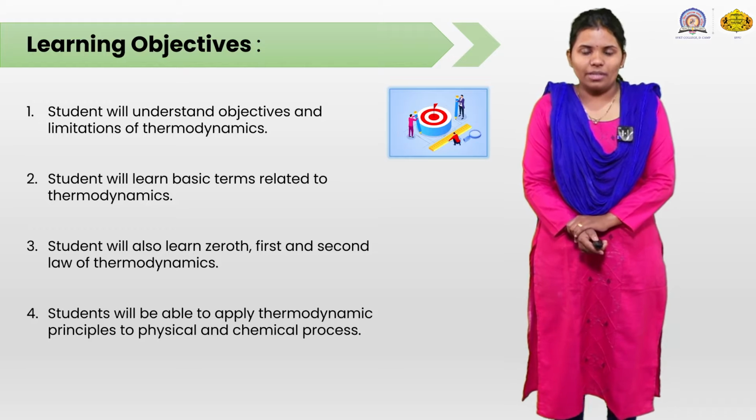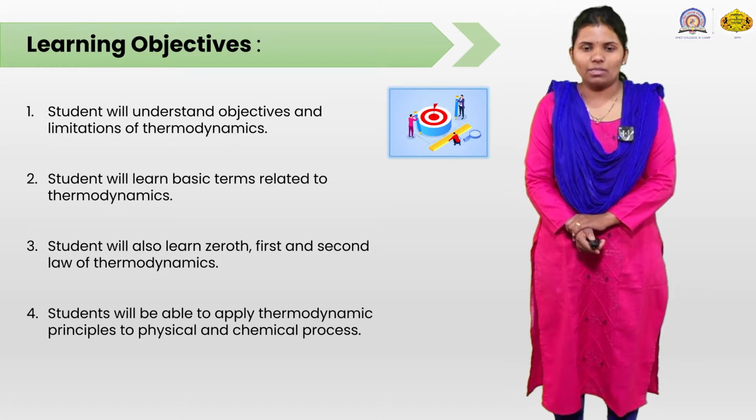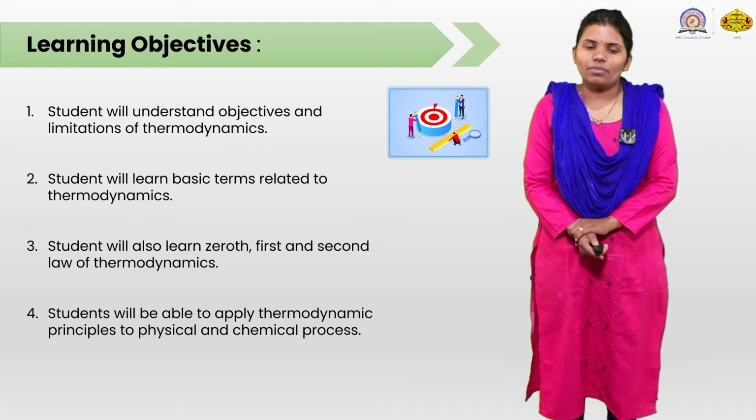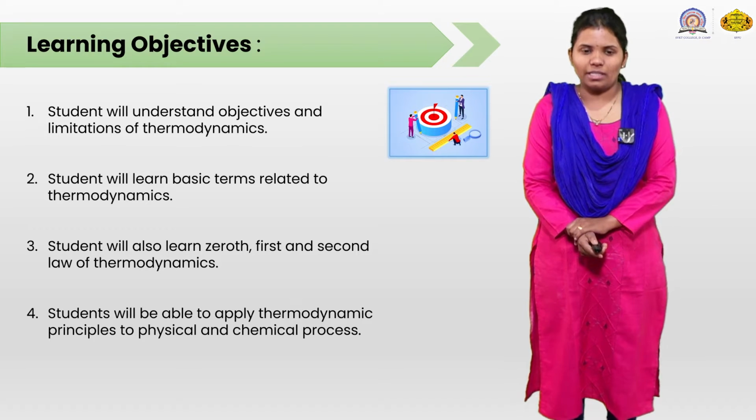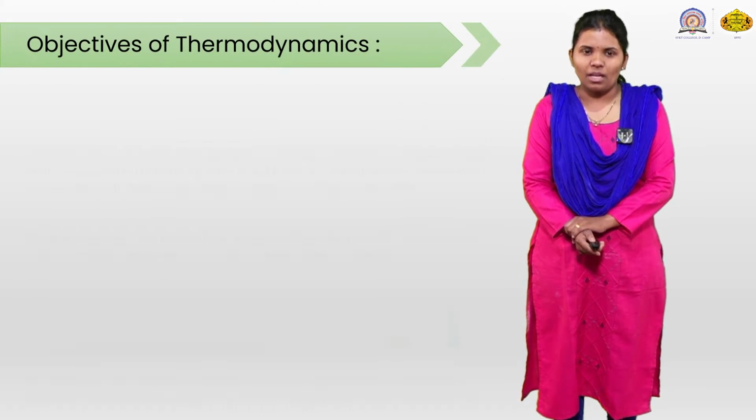So, the student will understand the objective and limitation of thermodynamics. Student will learn the basic terms related to thermodynamics. Student will also learn the 0th, 1st and 2nd law of thermodynamics. Student will be able to apply the thermodynamic principle to physical and chemical processes.